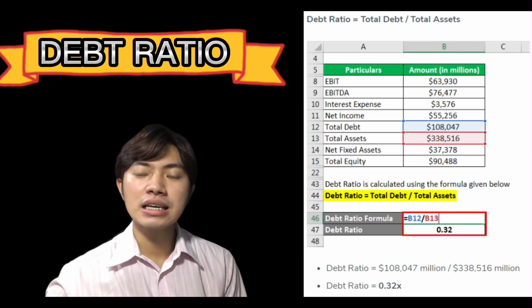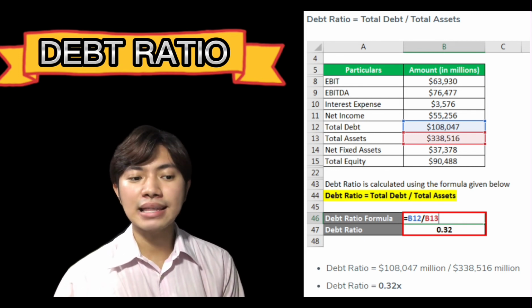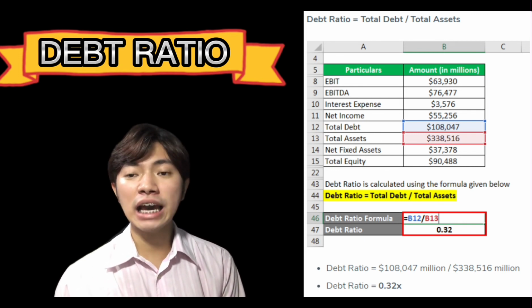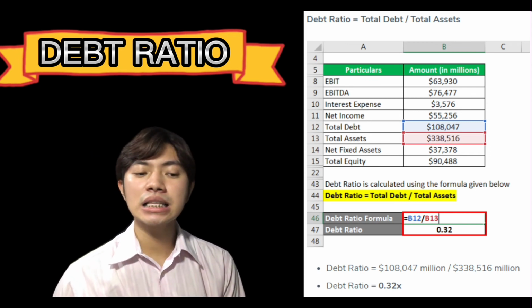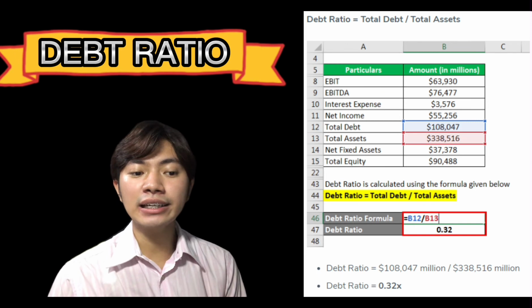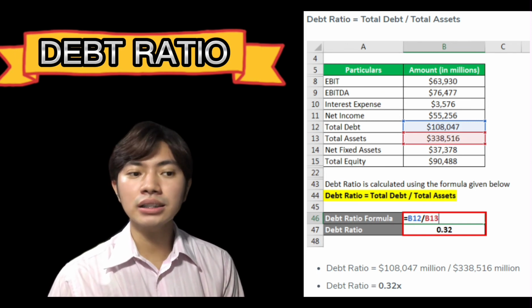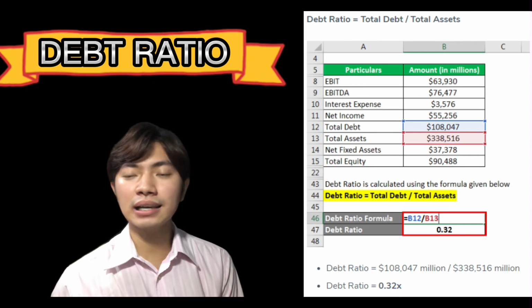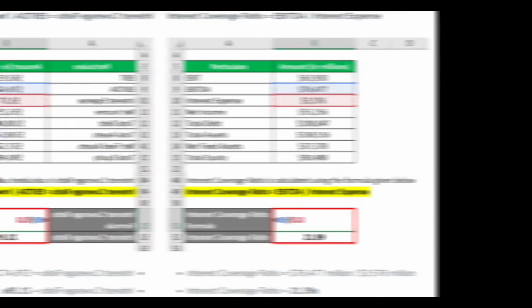Yun. At ang example naman natin dito is ang total debt natin, debt is meron tayong $108,047,000 divided by $338,516,000 na total assets at ang makukuha nating debt ratio is 0.32.